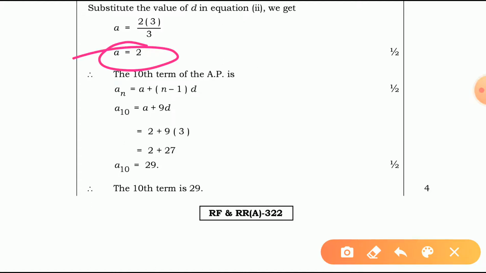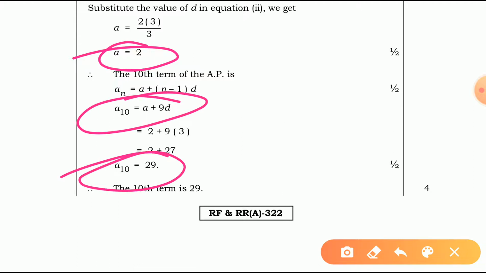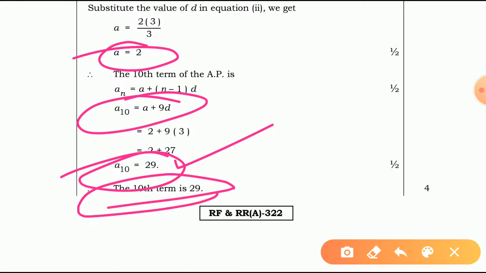Now we find the values of a and d. Substituting a and d in the 10th term, we get a10 is equal to 2 plus 9 times 3, which is 27 plus 2 is equal to 29. Therefore, the 10th term is 29. This is the procedure to find the 10th term of an AP.